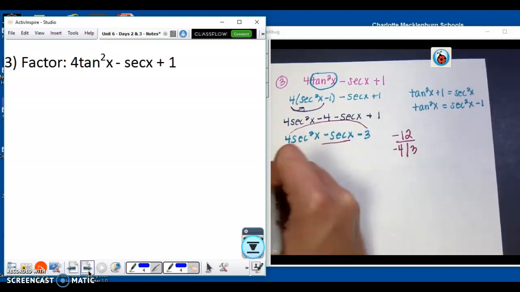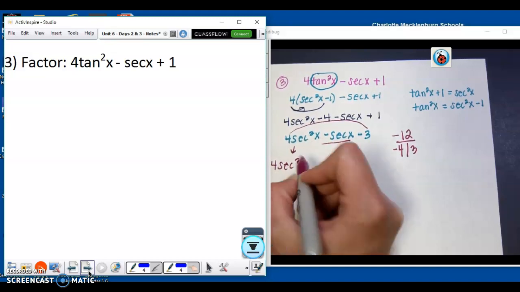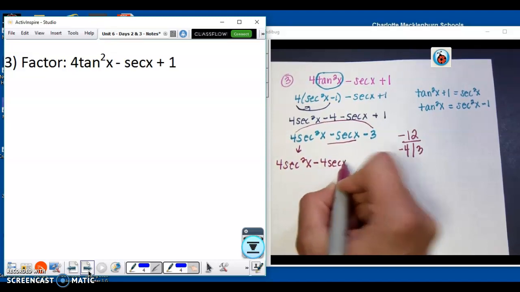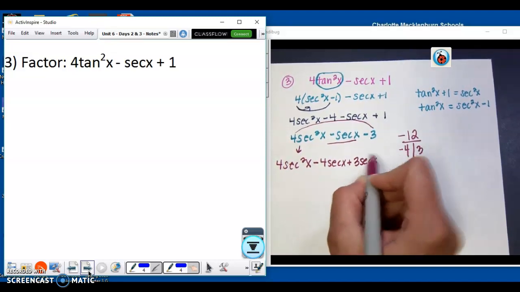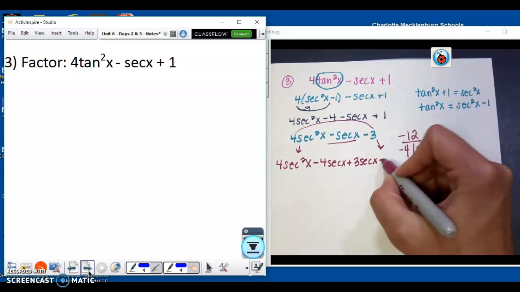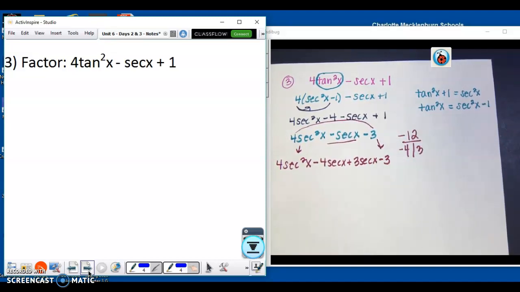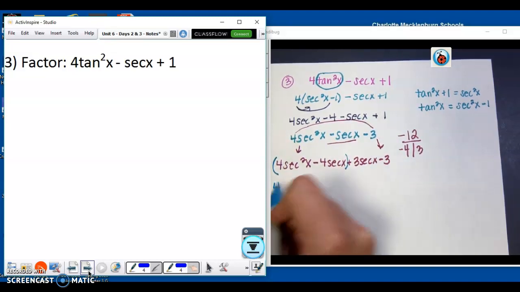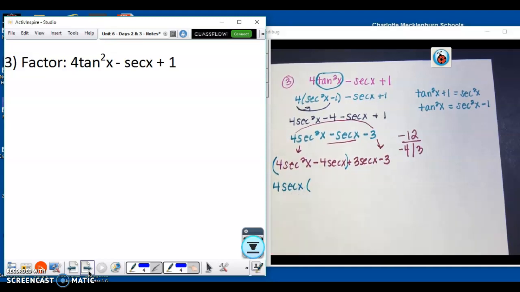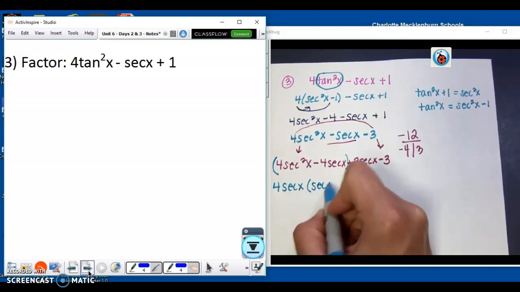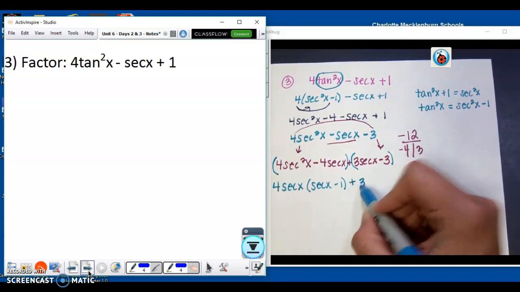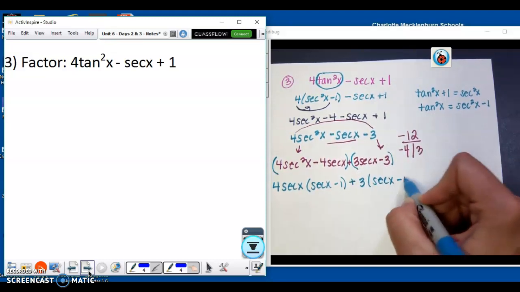So I'm going to bring down the first term. For my middle terms, I'm going to have minus 4 secant x and plus 3 secant x. And then I'm going to bring down my last term. Okay, so we have to do grouping. So GCF from the first two terms is 4 secant x. That'll leave us with secant x minus 1. Group the last two terms. GCF there is 3. So that'll leave us also with secant x minus 1.